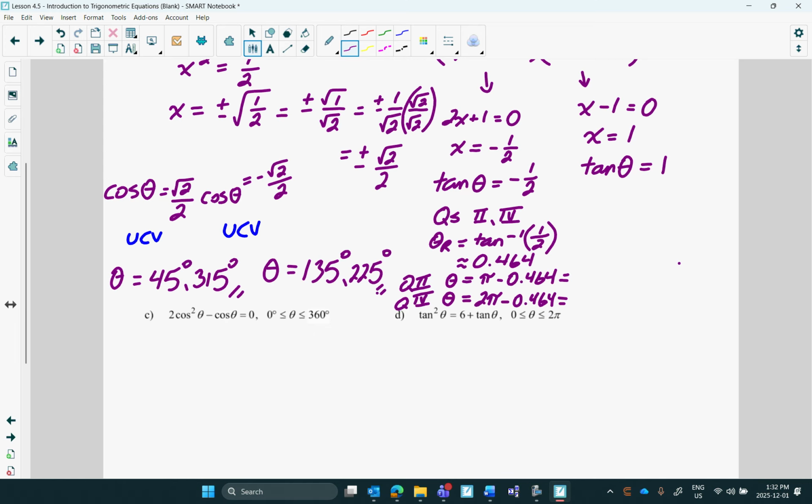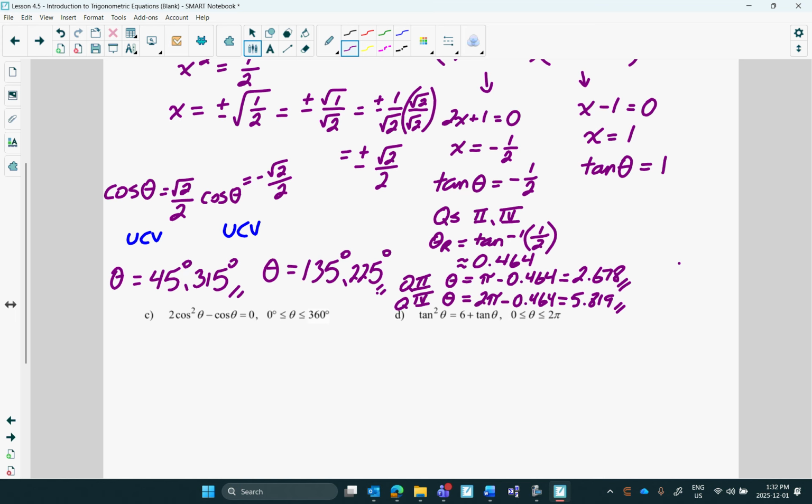And they work out to 2.678. So that's one solution. And 5.819. That's another solution. Remember, I've only solved half the entire equation right now. I got to solve this thing now.